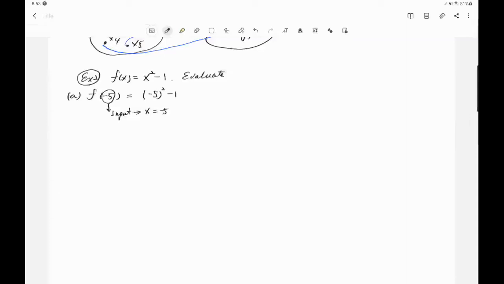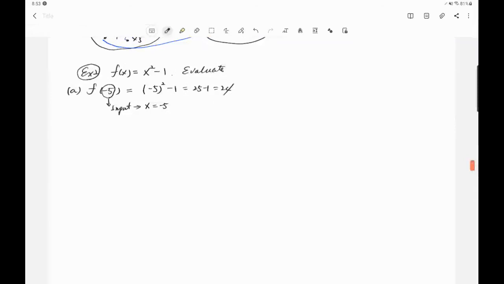Can you see it? So that equals 25 minus 1, so 24. Simple, isn't it? Very simple. So f of 3b. 3b means the x value will be 3b. So substitute 3b for x. The equation is x squared minus 1, so x will be 3b. Put parenthesis because we're going to square this 3b. Make sure to put parenthesis, then minus 1. That is 9b squared minus 1.